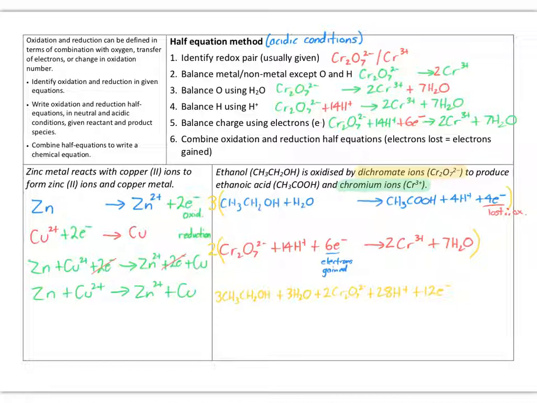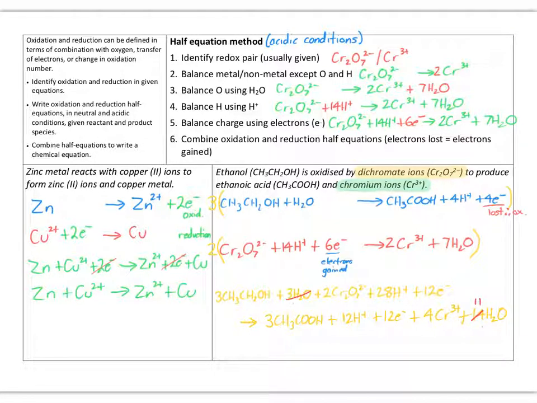Now we're going to do the product side. Now I don't normally like splitting equations over 2 lines, but in this case I'm going to have to. 3 ethanoic acids, CH3COOH, plus 12H plus, 12 electrons, plus 4 chromium ions, plus 14 H2O. Now we can simplify this a little bit, because we got 3 H2Os on this side here and 14 here. So basically we can get rid of all 3 of those and turn that 14 into 11.